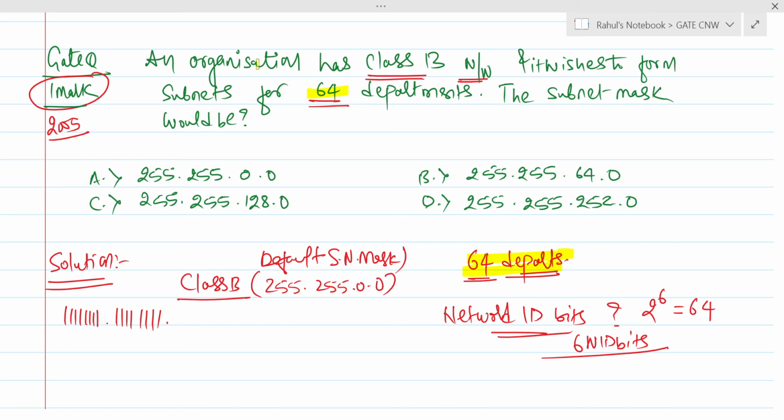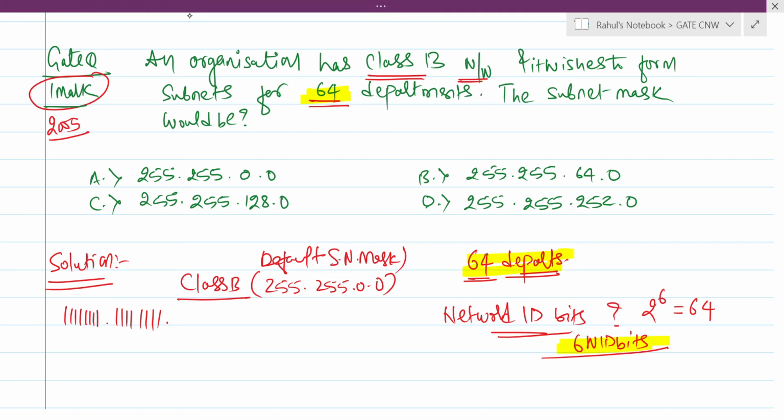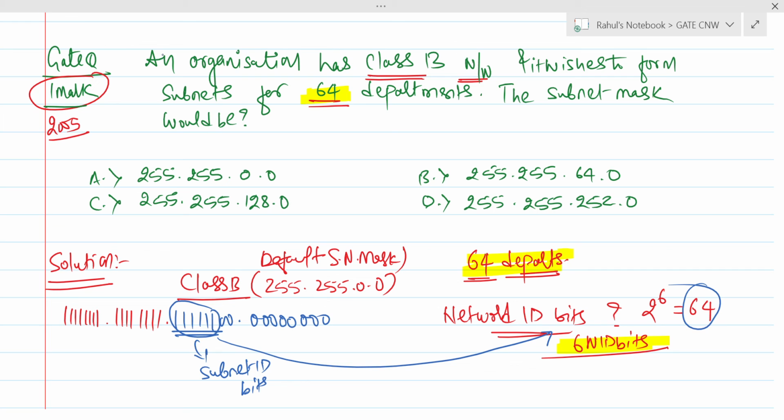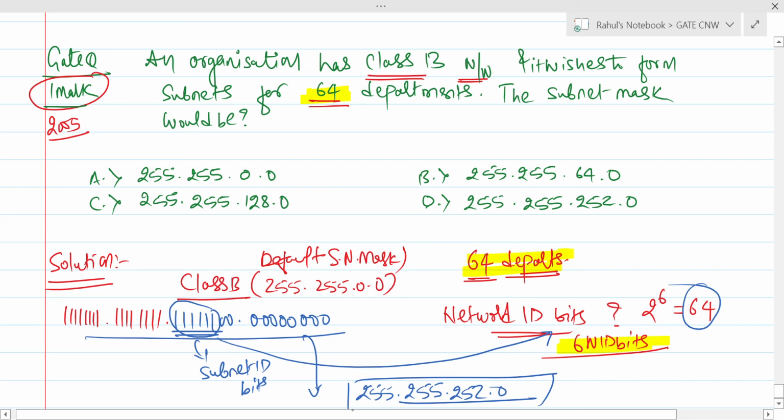But you know, we require to form 64 departments here. That is, we require 6 network ID bits. So what I am doing, I further need 6 more bits, 111111, and then 00 dot 00000000. So these 6 bits are called subnet ID bits. And with the help of these 6 subnet ID bits, we can divide the whole network into 64 departments. And the decimal equivalent of this notation is 255.255.252.0, which is nothing but option D.